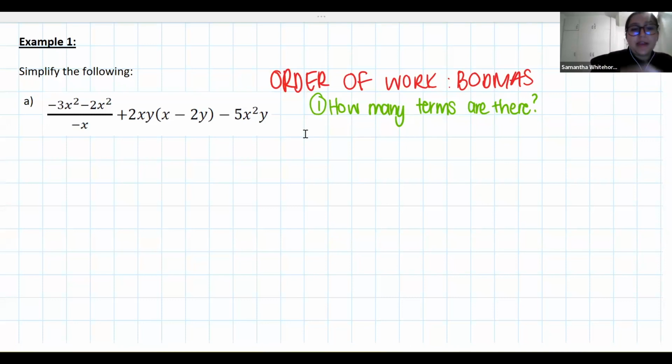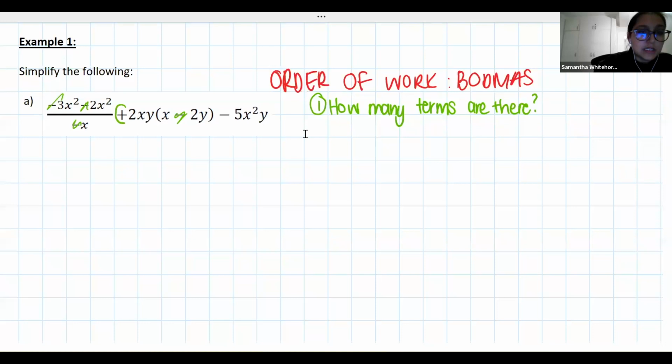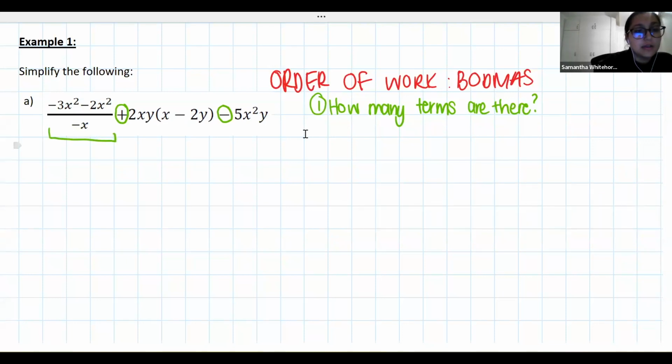So how many terms do we have? Excellent, 3 terms. Why do I have 3 terms? Well, I ignore all the plus and minus signs inside a fraction or inside a bracket. So the only signs I need to consider to separate terms are the ones I have circled. This whole fraction is my first term. My second term is the positive 2xy times x times minus 2y. And my third term is this minus 5x squared y.